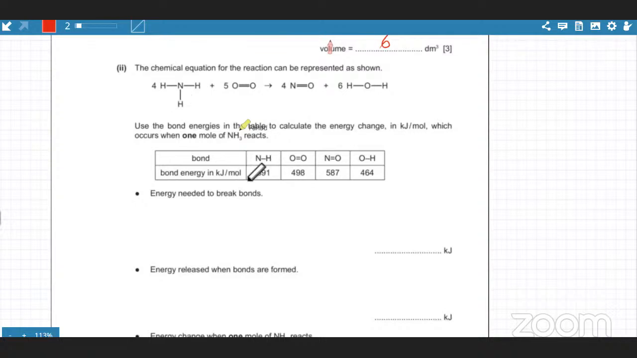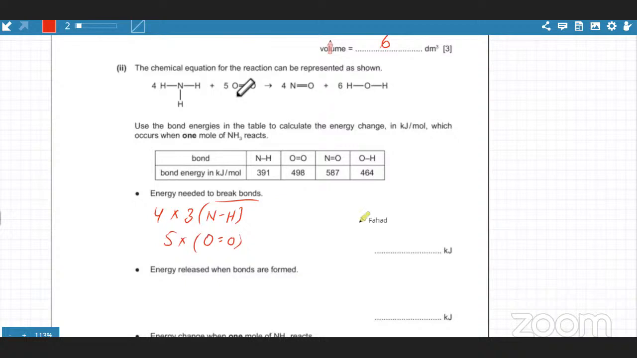What I'm going to do is calculate the bond energies for this specific reaction. So how much energy is needed to break bonds? The first thing is how many bonds need to be broken. If you look carefully, that's 1, 2, and 3. So 3 NH bonds need to be broken in one molecule, but there are 4 molecules, so multiply that by 4. That's 12 NH bonds that need to be broken. How many double bonds need to be broken? In one molecule that's 1, but you have 5 molecules, so you need to break exactly 5 oxygen double bonds.